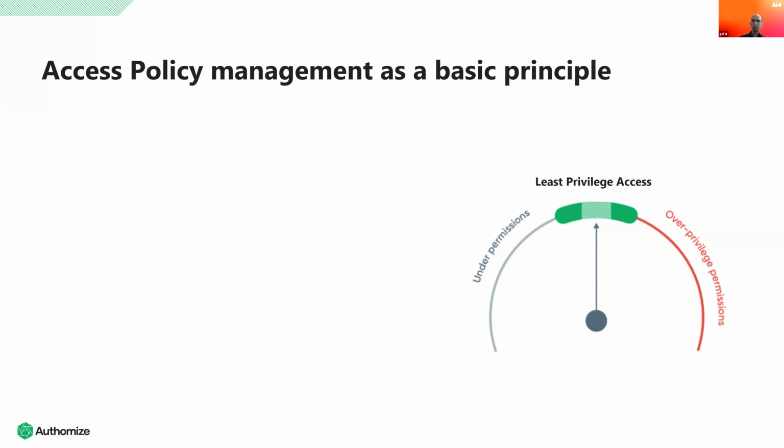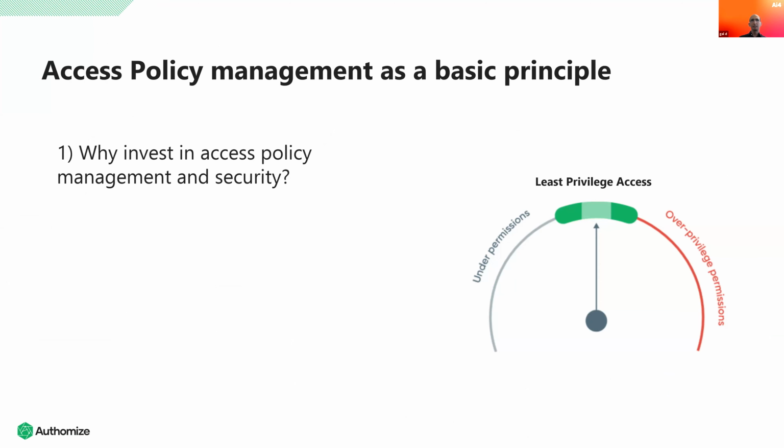Today I want to talk to you about how we use graphs and AI to allow you to implement a true zero trust approach. This begins with why investing in access policy management and security. The answer is very simple: because this is the best investment you can do to secure your cloud estate and boost your overall security, actually implementing zero trust principles and not just faking it.